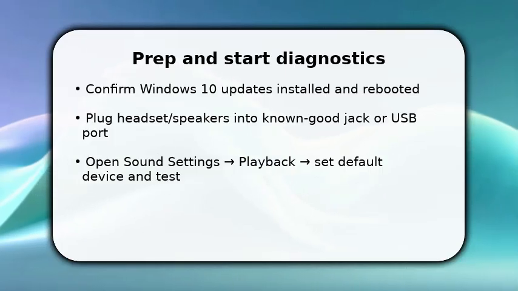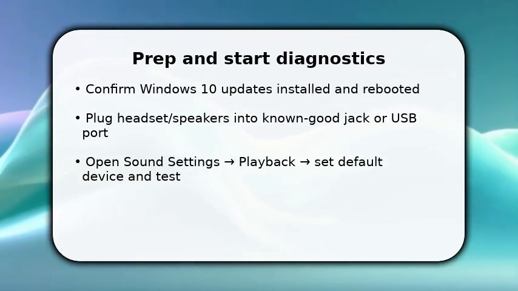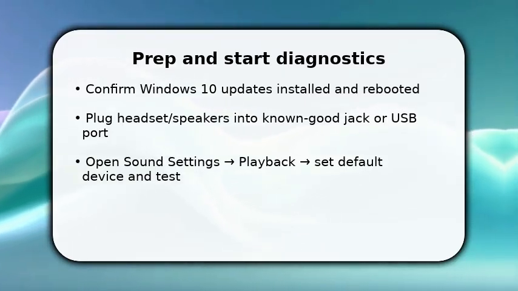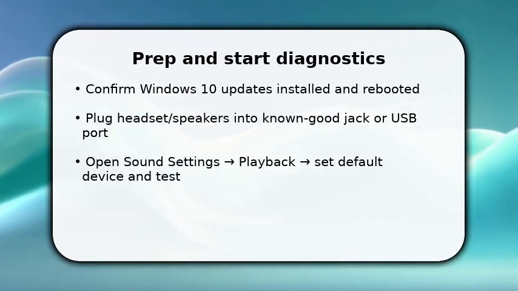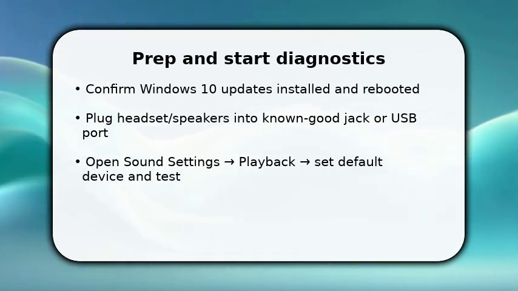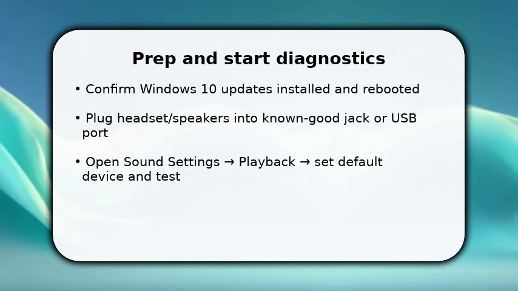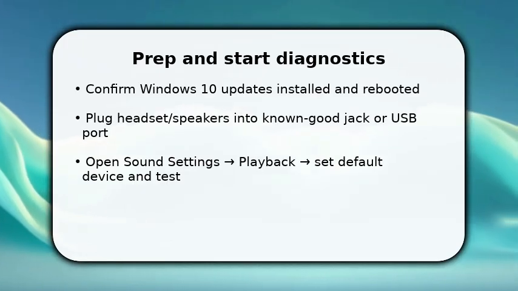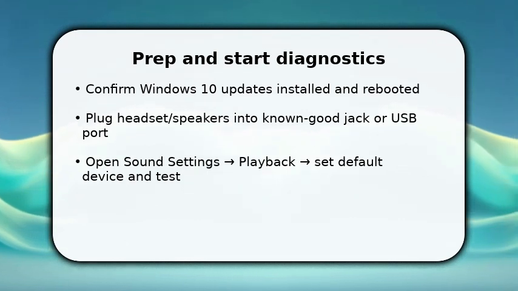You begin by prepping the system. Make sure Windows 10 updates are applied and restart if needed. Once done, connect the exact headset or speaker to a known good jack or USB port so you eliminate hardware suspects early. Next, open sound settings, go to playback, set your intended device as default, and run the built-in test. This reveals whether the issue is device level or system level. Keep notes on distortion, dropouts, or volume mismatch as you move to deeper fixes.